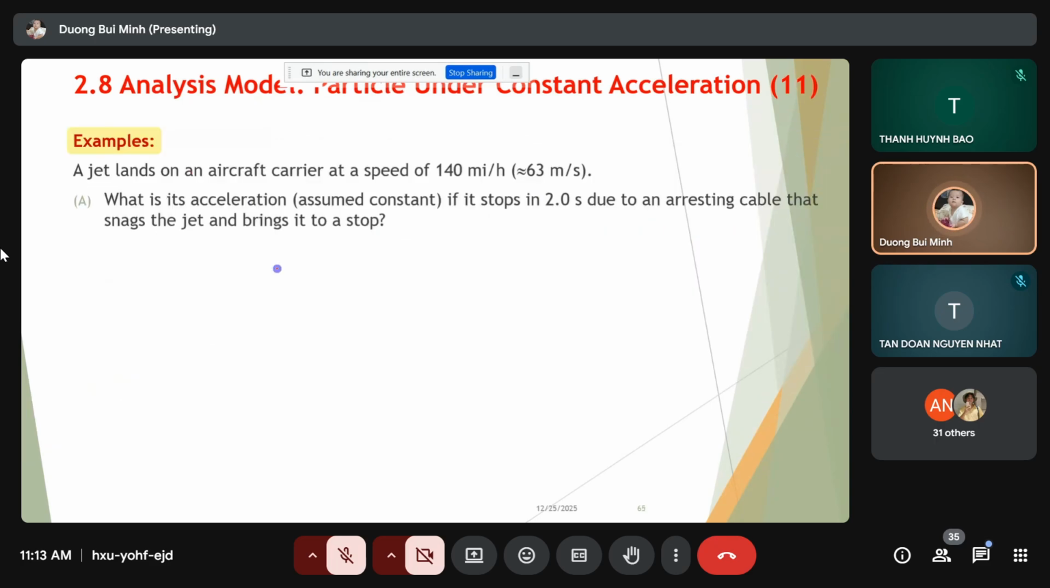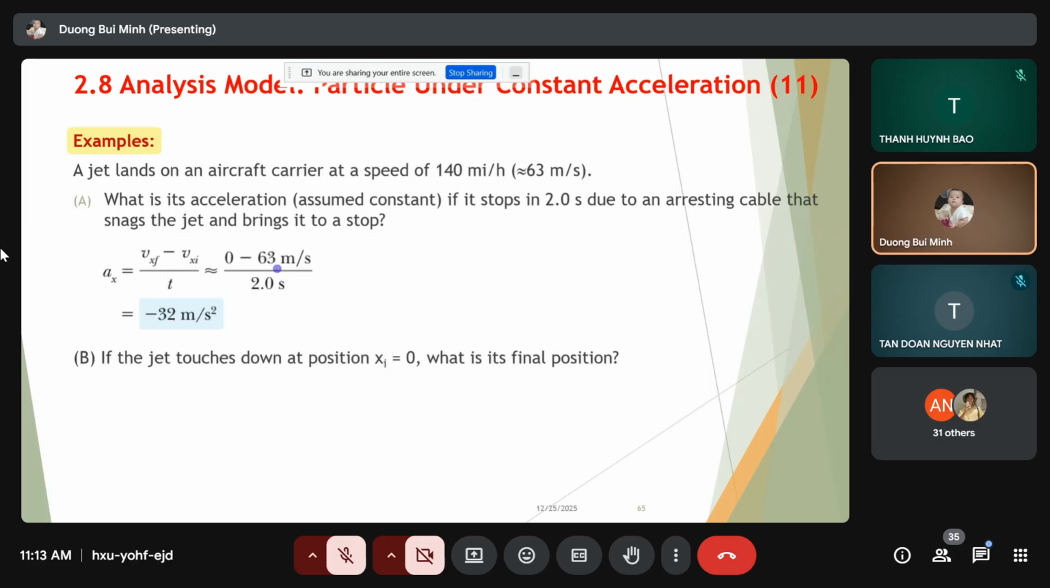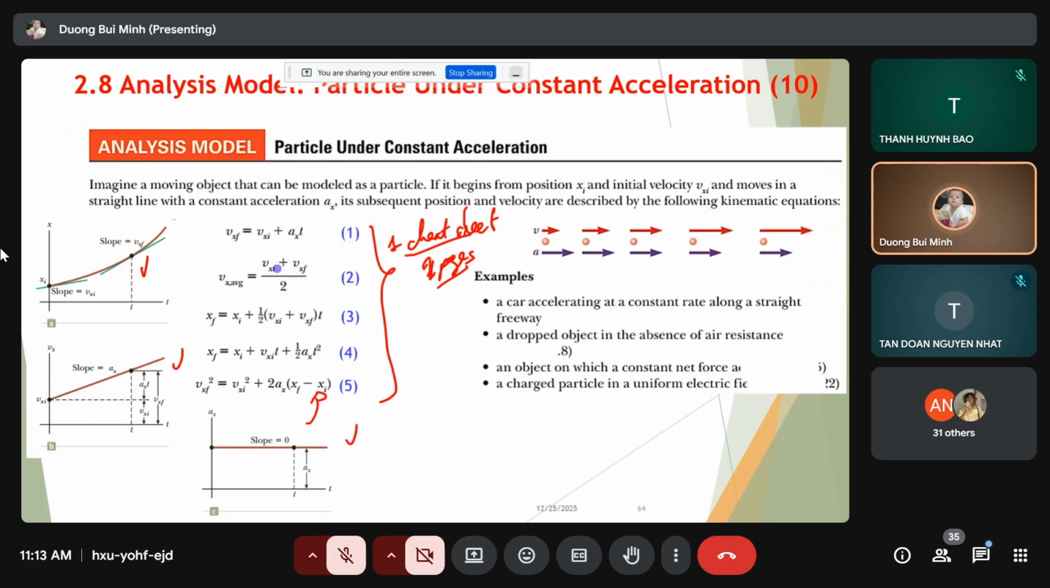Now try to understand these equations. If you don't understand, ask me and I will explain further. So take 1 minute and think about the 5 equations.